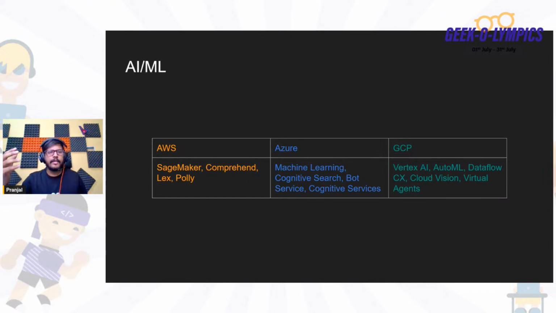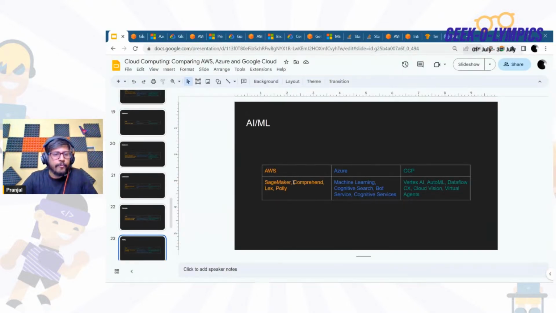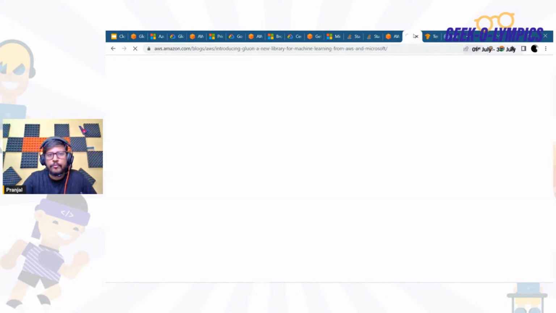With the help of TensorFlow, they have good AI/ML offerings. Not only GCP, this is also provided in AWS. They have SageMaker and Comprehend, services which provide the same thing. And recently, I got to know this.